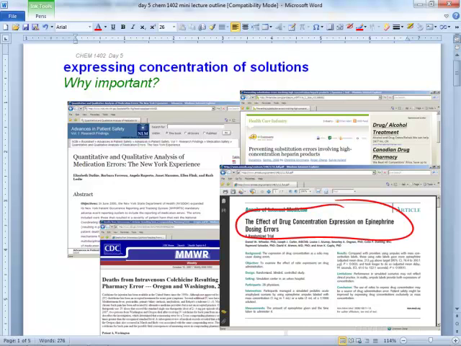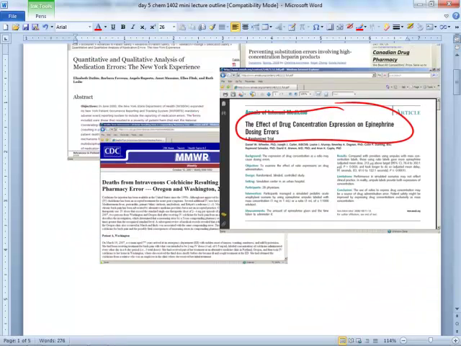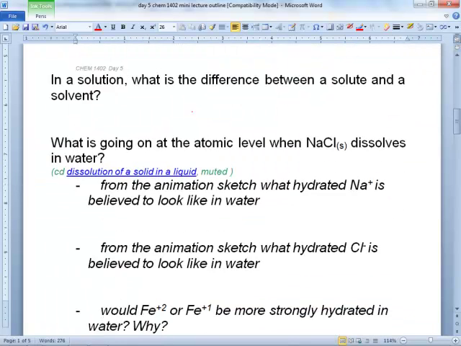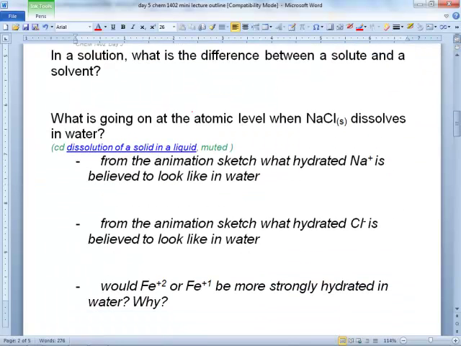And it's expressing the concentration of a solution. It's important in doing it right. Not only how to make the solution, but in saying what something is. Okay.